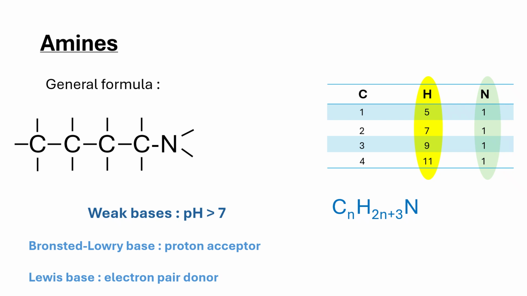So they all have pH greater than 7, and if you take high level IB or A2 in Cambridge, you might be aware that it's acting as a Bronsted-Lowry base by accepting the proton, and it could also act as a Lewis base by donating the electron pair. We are ready to start.